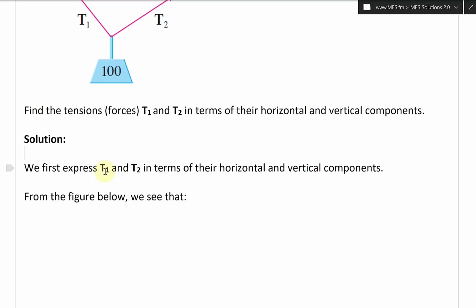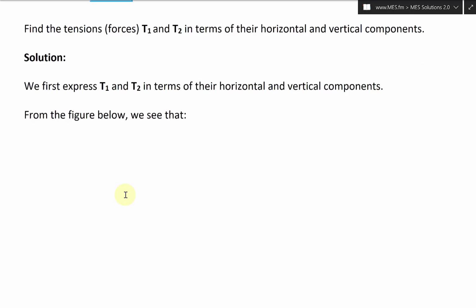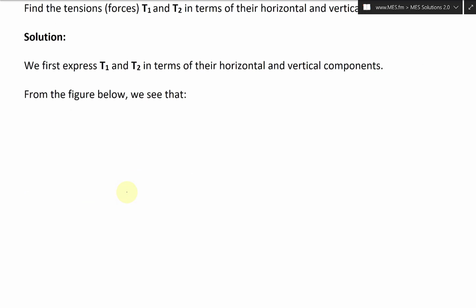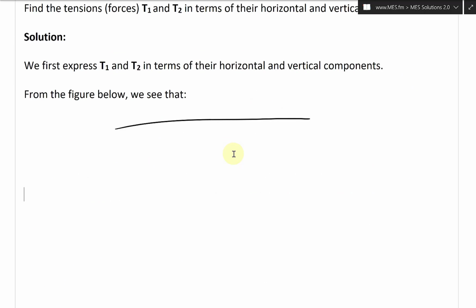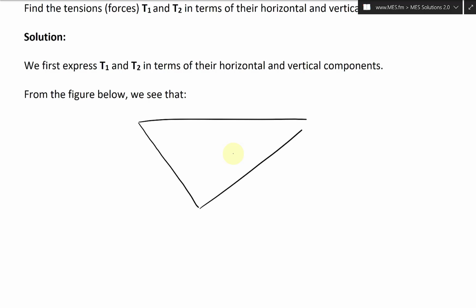So we first express the vectors T1 and T2, or the tensions T1, T2, in terms of their horizontal and vertical components. So from the figure below, we see that. So let's just break these down. This is a bigger angle. So this is 50, and this is 32. So it's more steep. Let's just draw a triangle. This one's going to be more steep, like this, and this one's going to be more to the side, like that. So we have these angles like this.